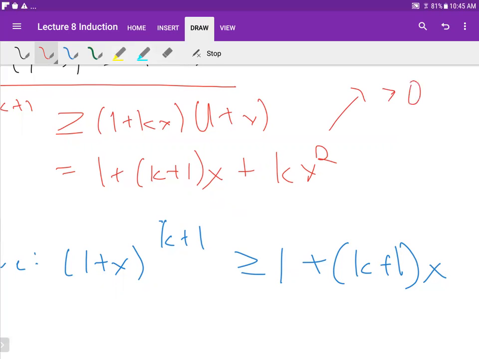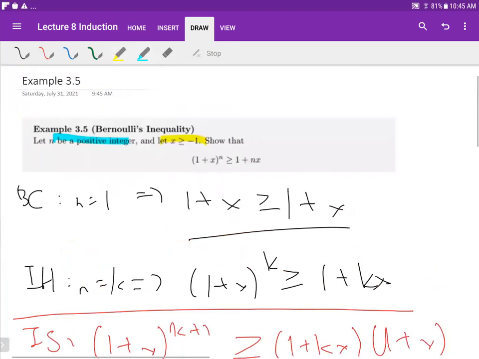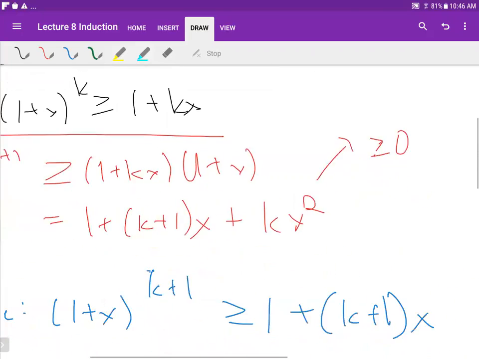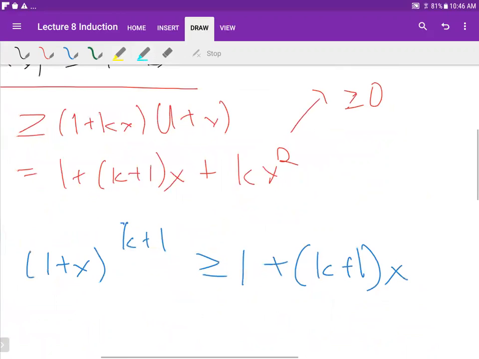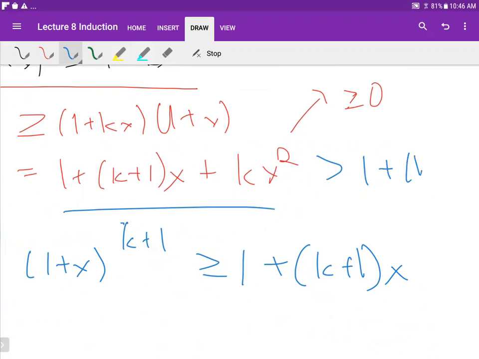Why? Well, it's greater than or equal to 0, because x squared is greater than or equal to 0. And remember that k is essentially a positive integer as well. So k is a positive integer and x squared is non-negative, so that means kx squared is non-negative as well. So that means this expression here is greater than or equal to 1 plus k plus 1 times x.